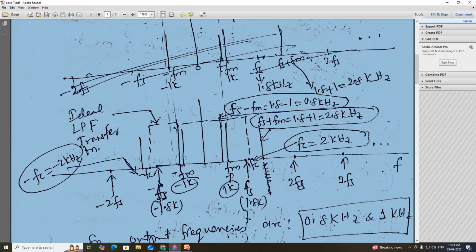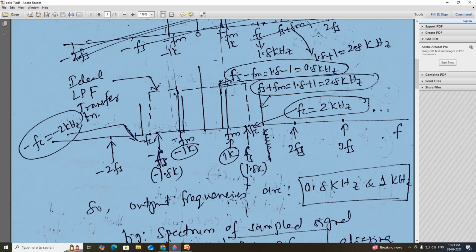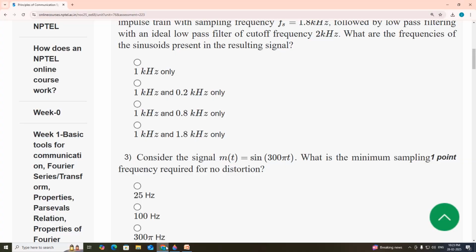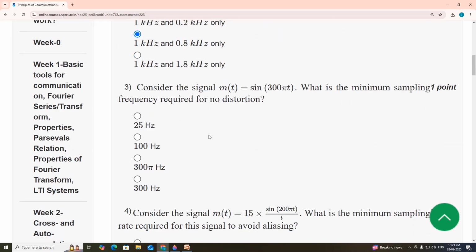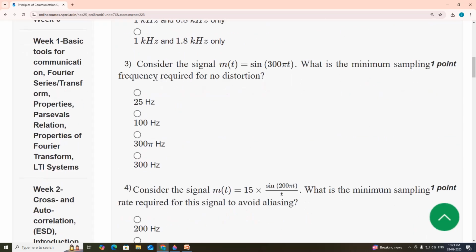Now the low pass filter passes two frequency components. One is fs minus fm, which is equal to 0.8, and the other is fm, which is 1 kilohertz. Therefore the output frequencies are 0.8 kilohertz and 1 kilohertz. So the answer is option C.